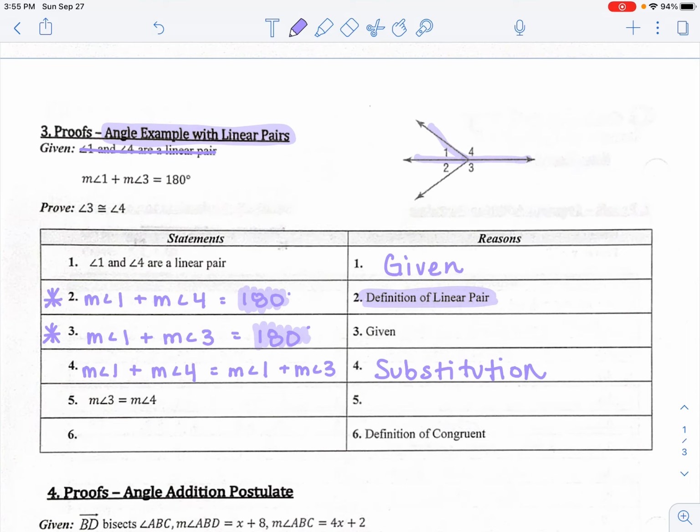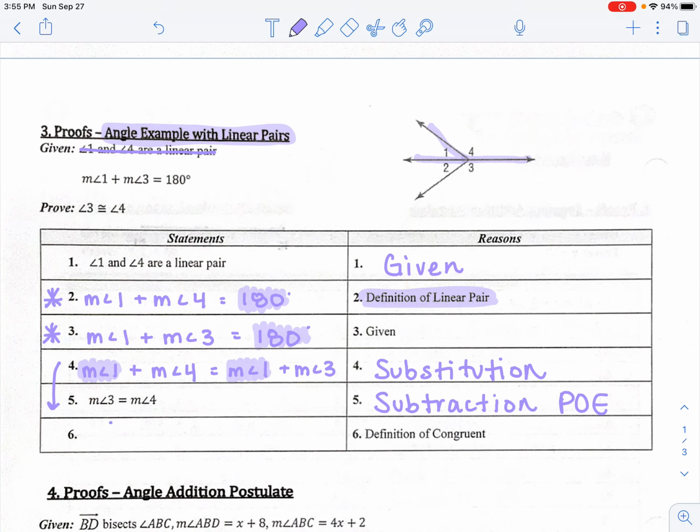And how did we do that? So you notice, how do we go from step 4 to step 5? What changes? For me, it looks like they got rid of the measurement of angle 1 on both sides. How do we move that from one side to the next? Well, if I subtracted the measurement of angle 1 from both sides, they would cancel each other out. They would no longer be there. So this is actually a subtraction. So we subtracted it from both sides.